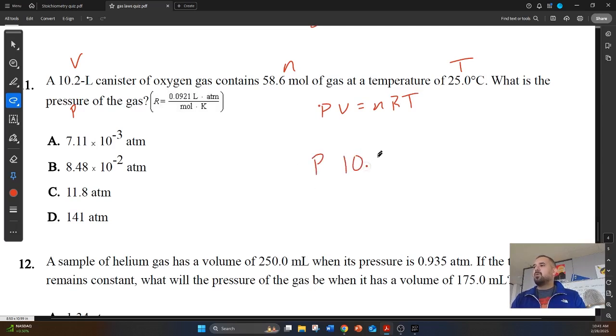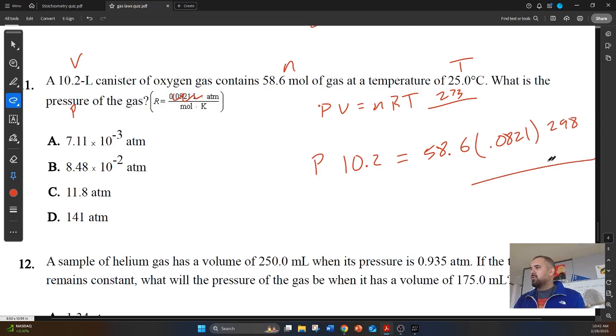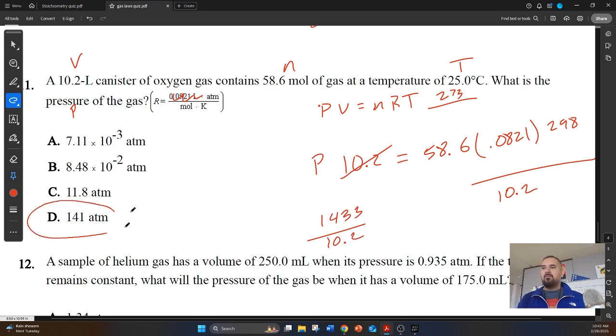Then we got 10.2 is equal to 58.6. Our R value, this one is incorrect. It's 0.0821. And then our temperature is 25 plus 273, which equals 298. And then we just multiply and isolate. So we're going to multiply these three, divide them by 10.2. This goes away. So 58.6 times 0.0821 times 298 gives us 1433. And then we divide by 10.2, and that gives us 140.5 or 141 atm.